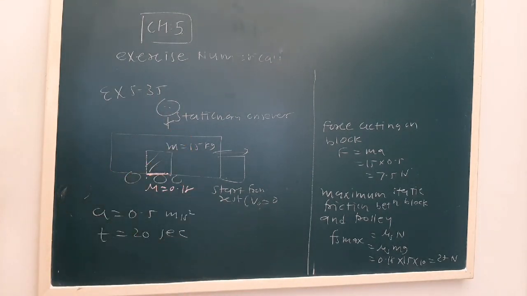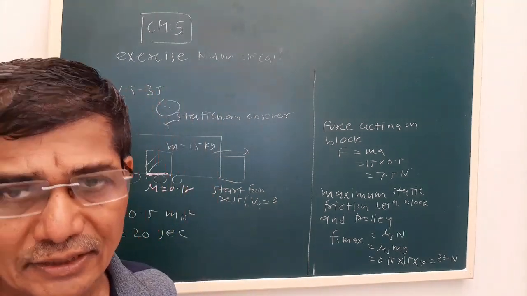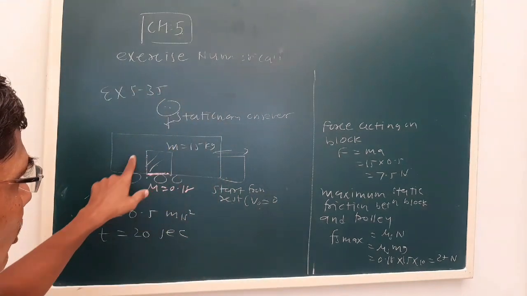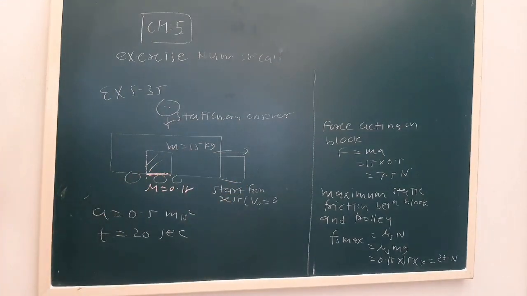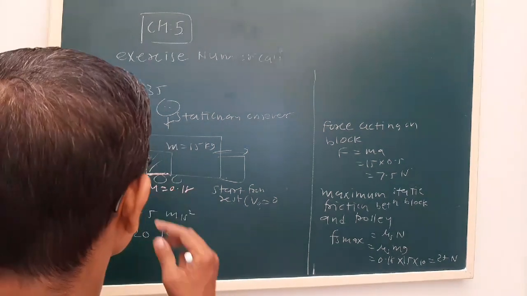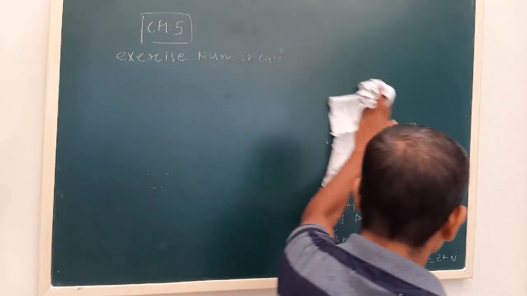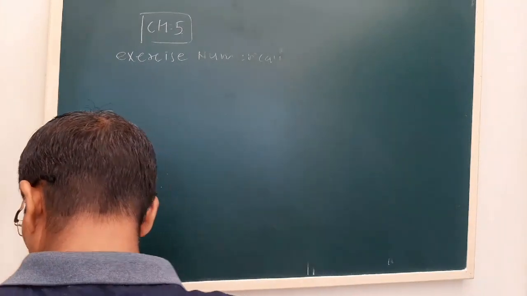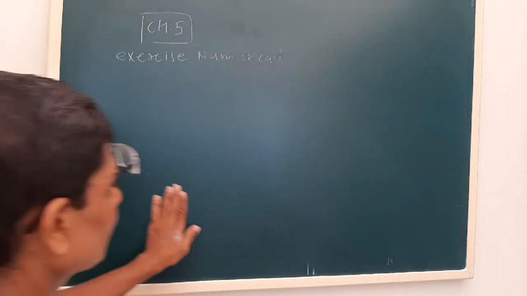See, the person is also stationary, so he feels that the trolley is stationary. This block inside the trolley is stationary. So this is how we can solve exercise sum number 5.35. Now next is exercise sum number 5.36.